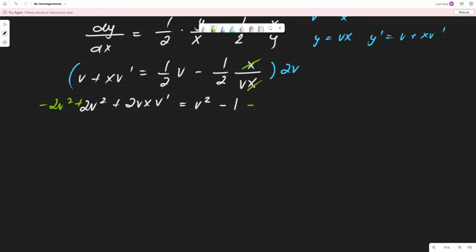Pati dito sa kabila, minus 2v squared. So, cancel to. V squared minus 2v squared is just equal to negative v squared. And since negative 1 yung isa natin, we can factor out negative 1 to both terms, no? So, we will have 2vxv prime is equal to negative 1 multiplied to v squared plus 1. Para lang at least positive yung numerical coefficient ng v squared natin.